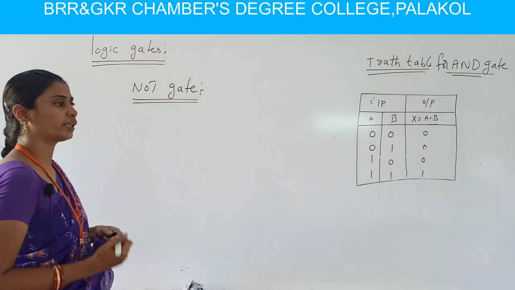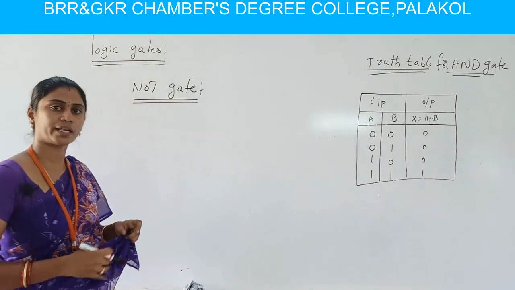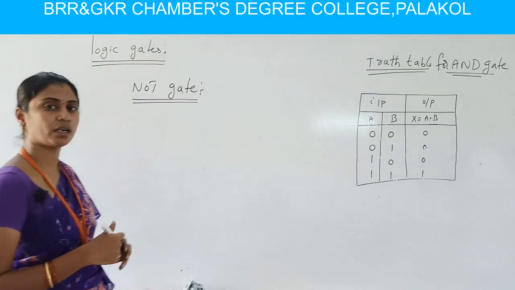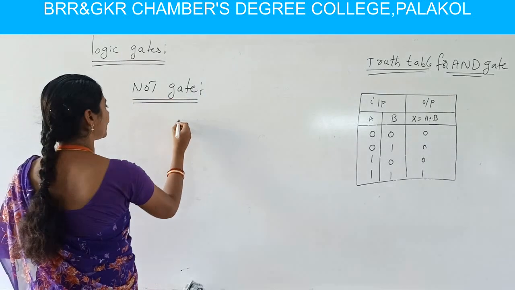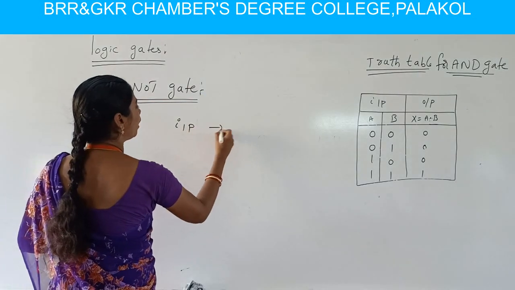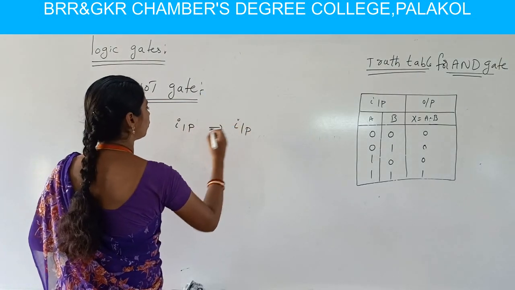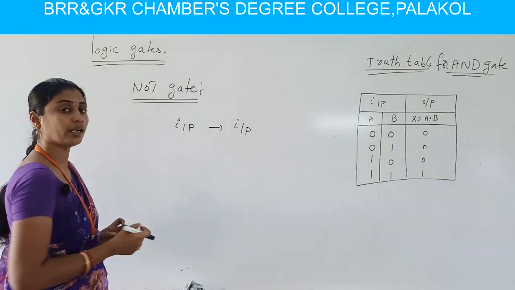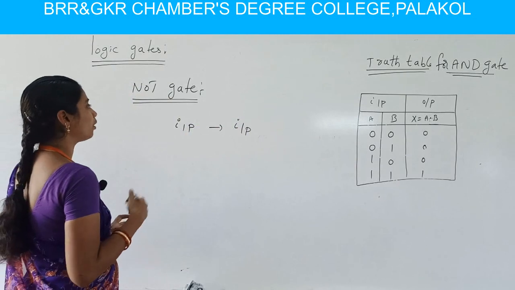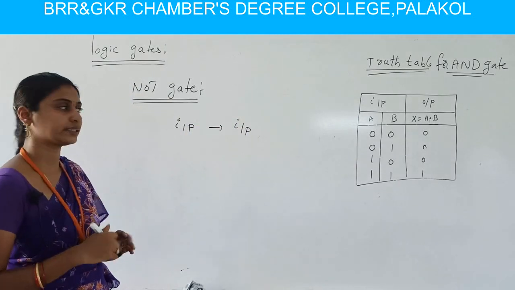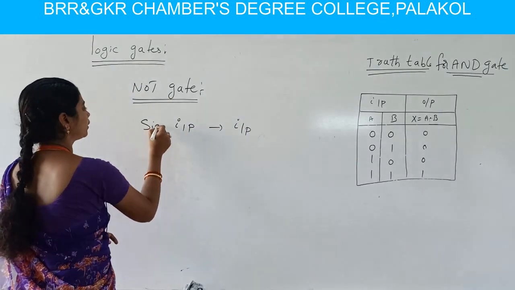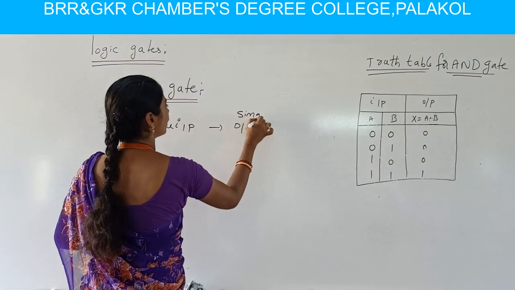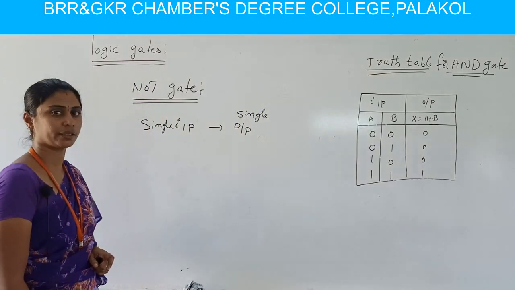Here, in the AND gate and OR gate we have 2 inputs and a single output, but in the case of the NOT gate we have only a single input and a single output. So whatever input is taken is inverted here, and we have the output. So in the NOT gate we have only a single input and a single output.